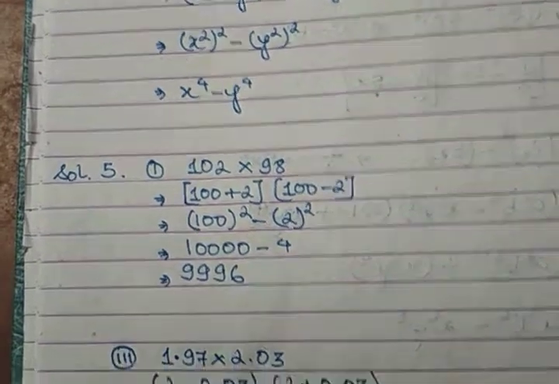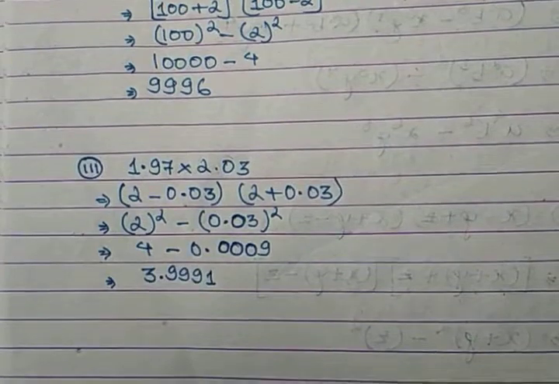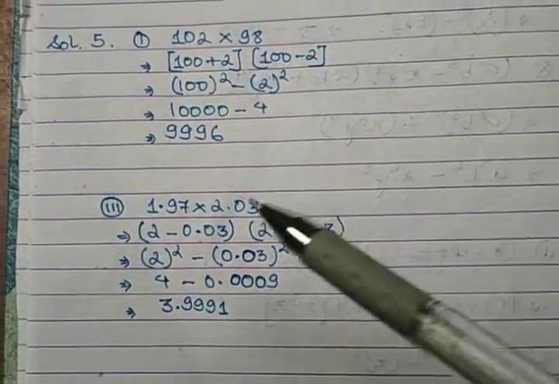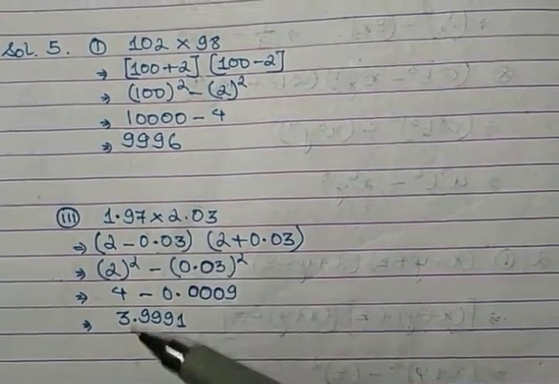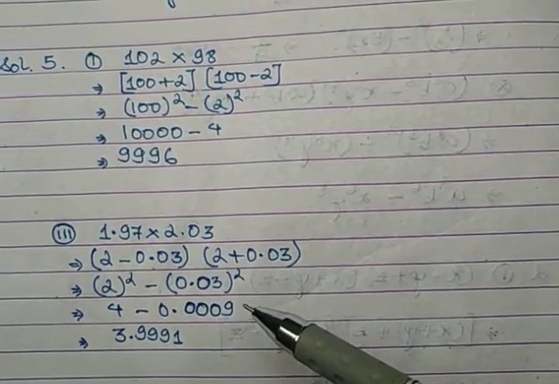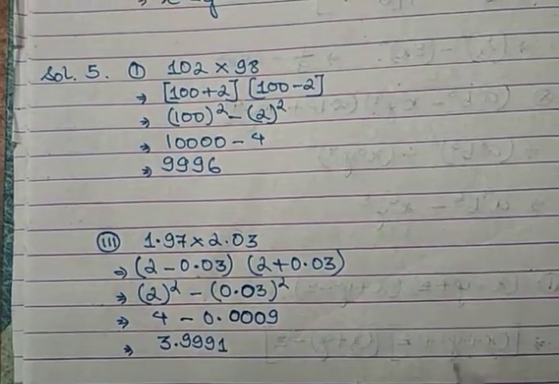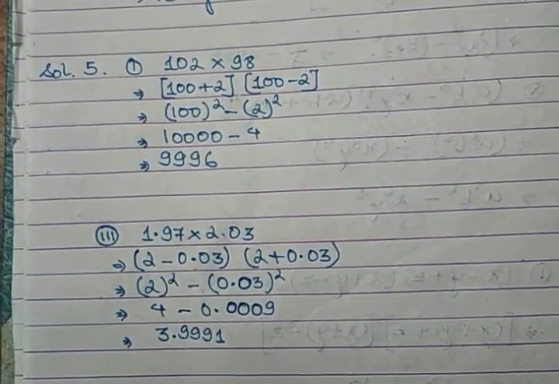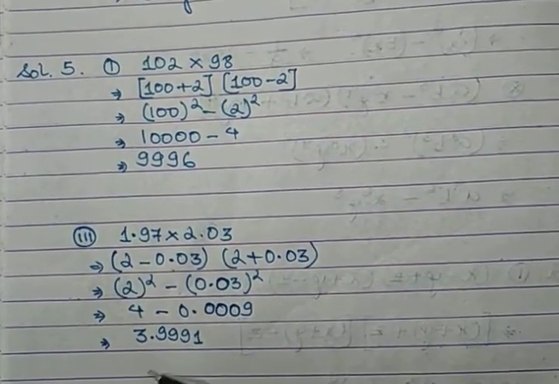Now I have one question I have done in the decimal form as well. That is 1.97 into 2.03. If you subtract 0.03 from 2, you will get 1.97, and if you add 0.03 to 2, you will get 2.03. See, every number given in your question will have some relation between each other. That is how you need to approach the question. In that way it will be easier for you to handle the numbers as well.